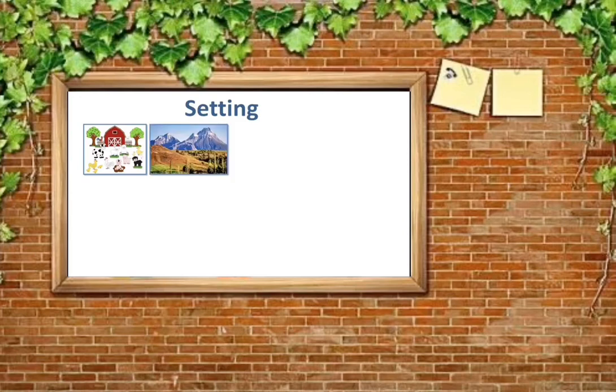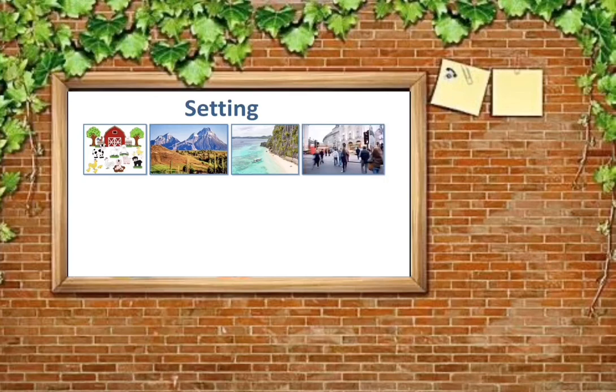Second, we have the setting. The setting is the where and when of the story. Did it happen on a farm with animals and fruit trees? Or is it high up in the mountains? Or by the beach? Or was it in a big city with lots of people and tall buildings? These are the details about the setting that you can note.